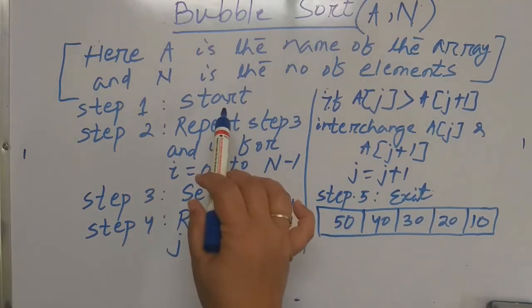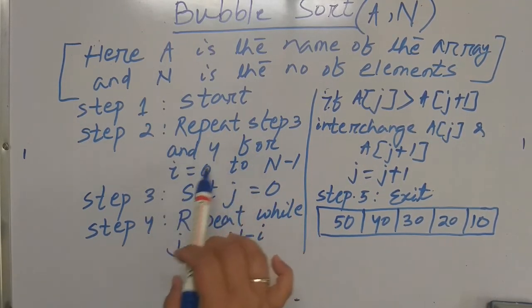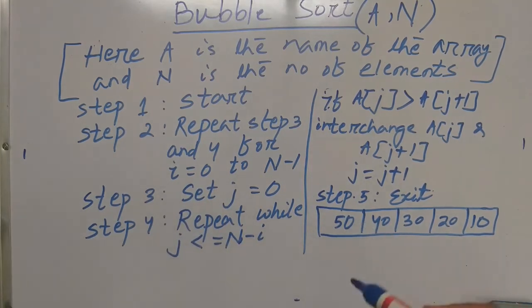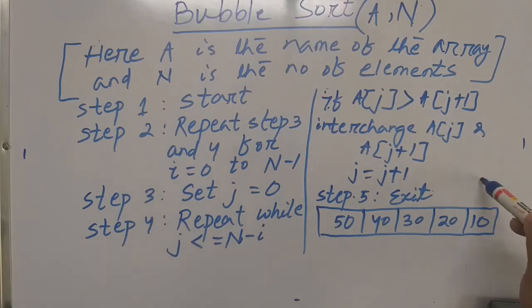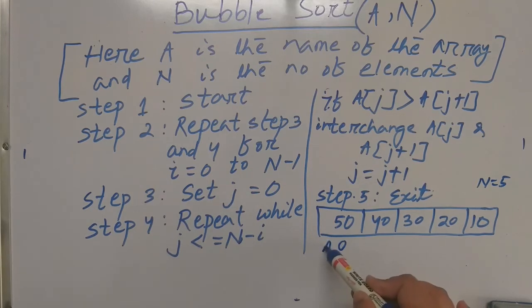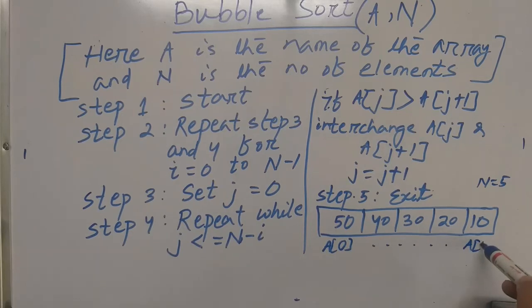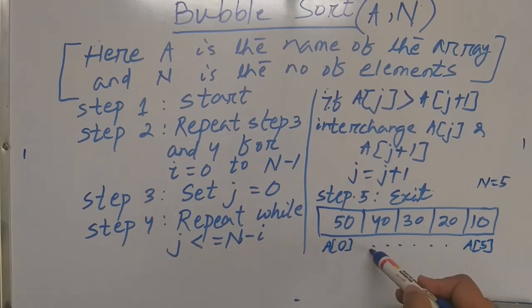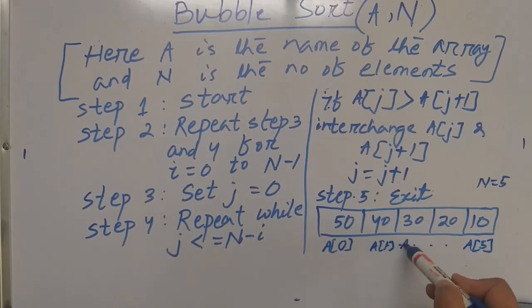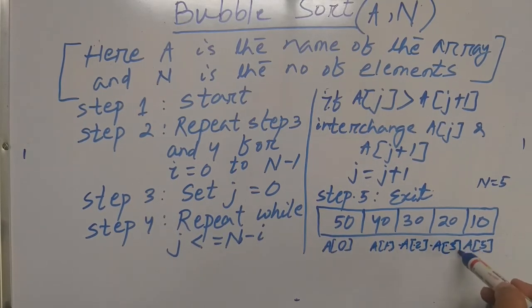So we start repeat step 3 and 4 for I equal to 0 to n minus 1. The number of elements n is here 5. We start from a0 to here. How many elements? Here this is A1, here this is A2, here this is A3, sorry, here it is A4, not 5. 5 number of elements are there. So here it is A4.